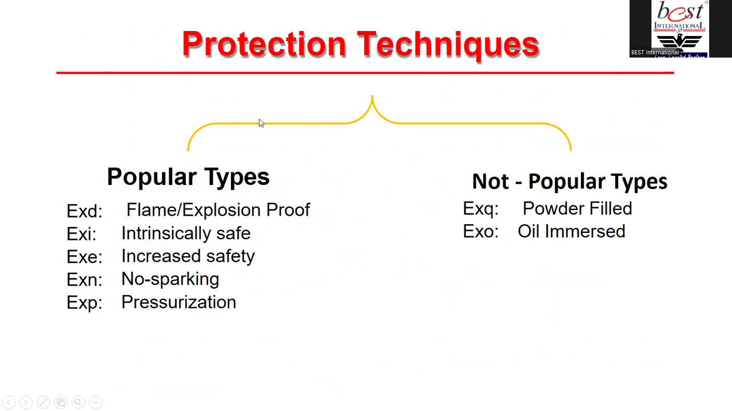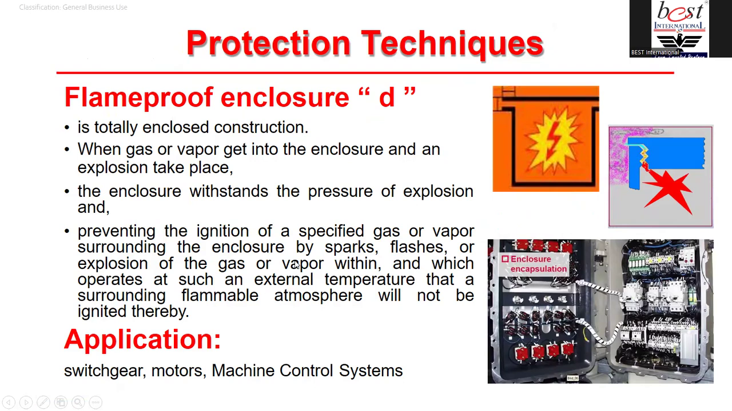Okay, guys. So, protection techniques. Bear in mind these popular types like Ex d. Wherever you see it on any equipment, any pipeline, anything, make sure you understand this is flame and explosion proof. In the same way, if Ex e is there, it is increased safety; Ex n, no sparking; Ex p, pressurization. Likewise the powder filled Ex q, not a popular type of course, and Ex o, oil immersed. Mostly you will see these popular types, which are acceptable to most brands.